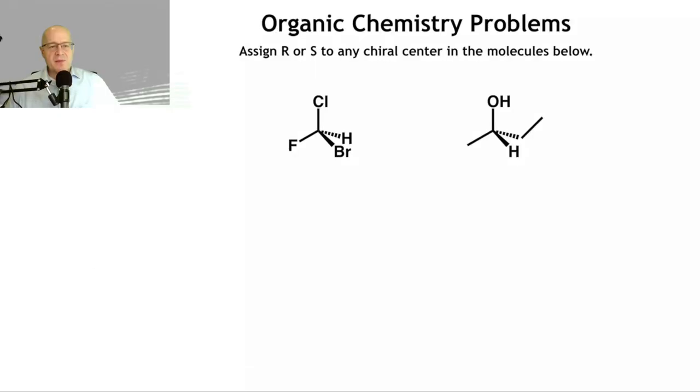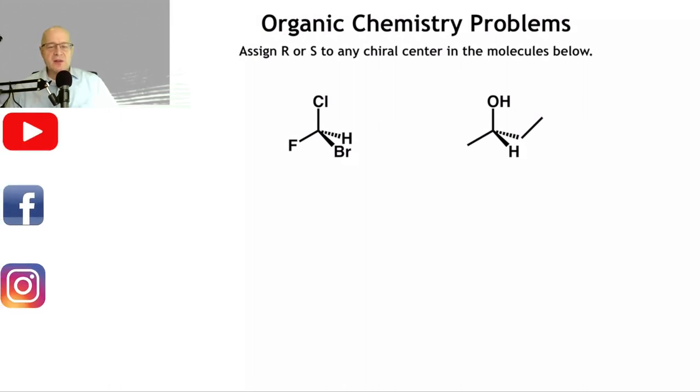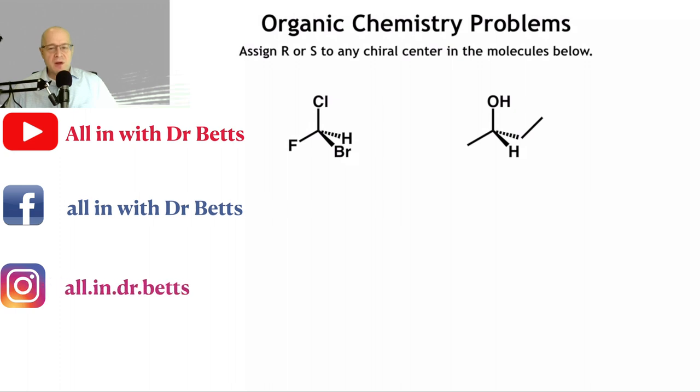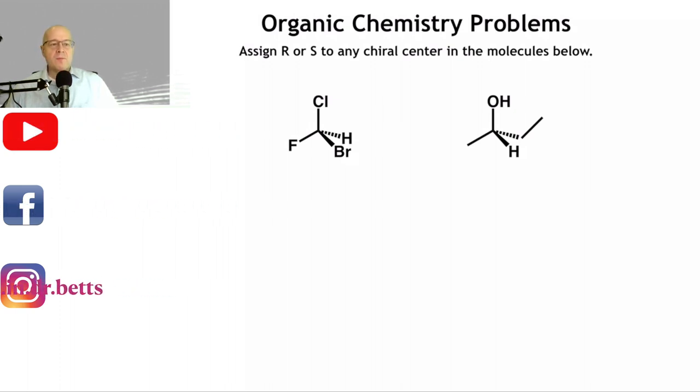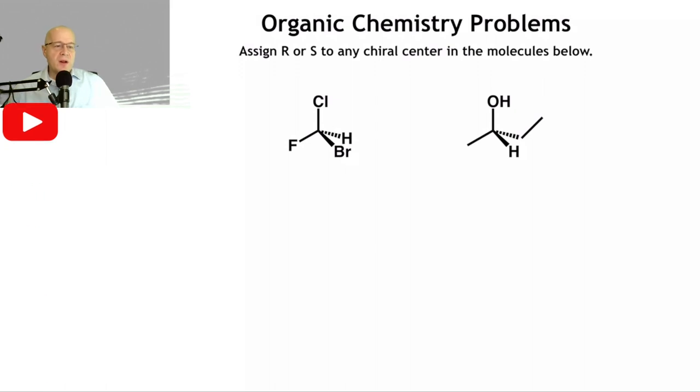Hey guys, Russ here coming with a fantastic chemistry video. Today we're going to be assigning R or S to the chiral centers in the molecules shown below. Both molecules are indeed chiral. Okay, we have to use Cahn Ingold Prelog rules.